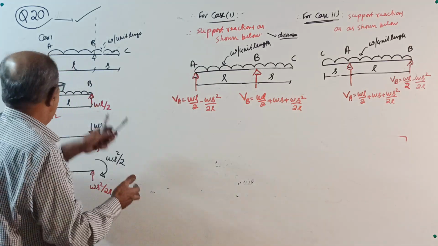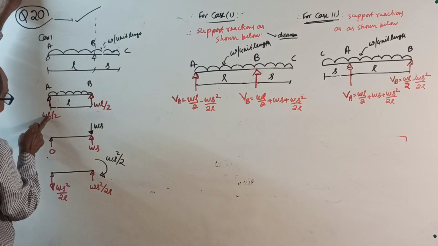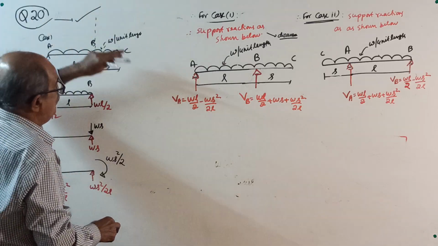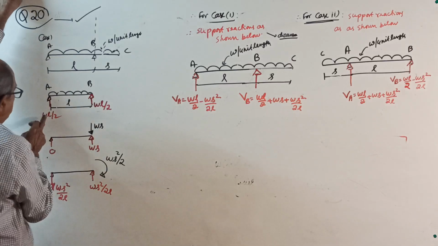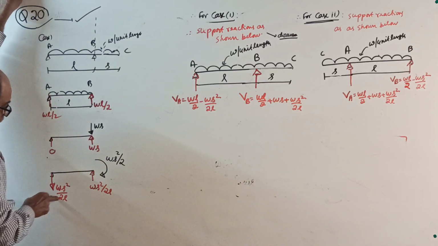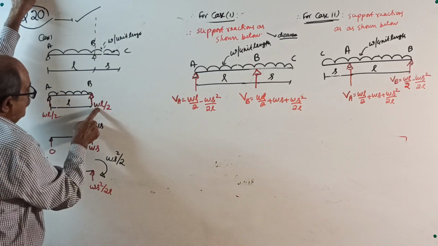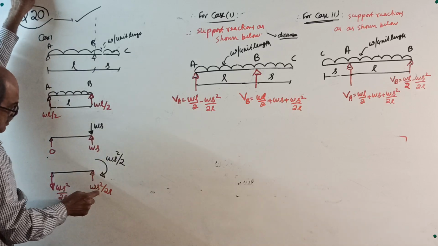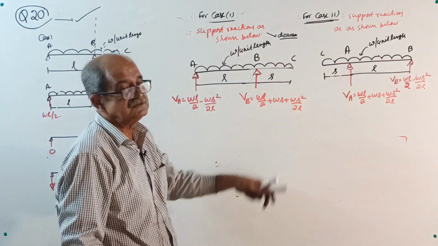Now see, VA equals WL by 2 minus WS square by 2L. Upward you are taking WL by 2, down WS square by 2L. VB is WL by 2, WS and WS square by 2L, all upwards.